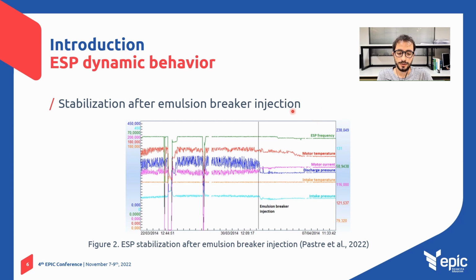You can see in this figure that the ESP parameters are oscillating, then the emulsion breaker is injected, then the ESP parameters stabilize. However, one of the alternatives to stabilize the ESP is by changing the operational point, which can be made by using an automatic control. Usually, they require a dynamic model to be tuned.